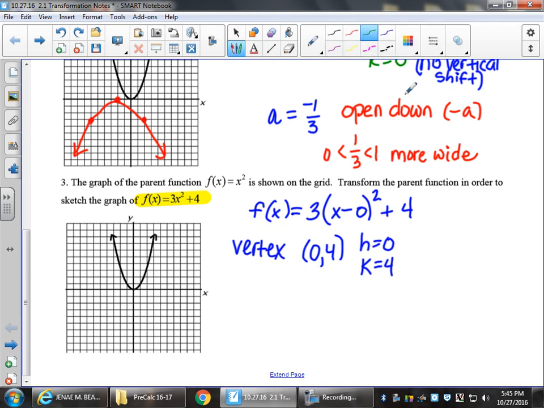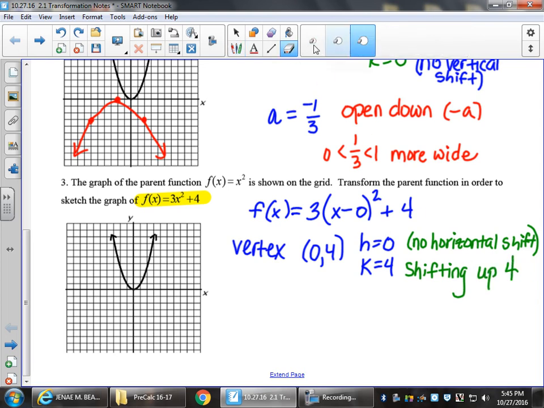H equals 0 tells me no horizontal shift. K equals 4, on the other hand, tells me I will be shifting up 4, or shift up 4, if you just want to write shift. Shift up 4.